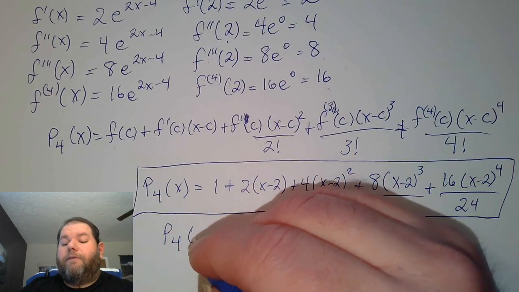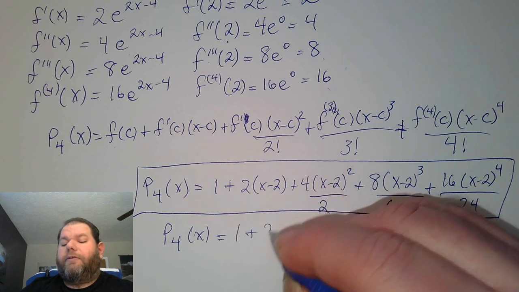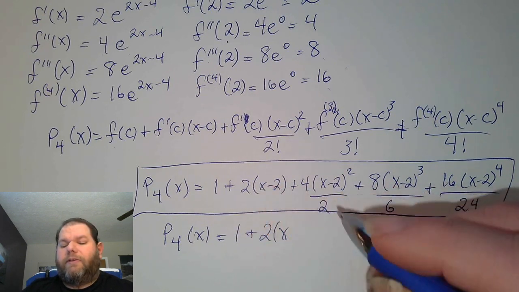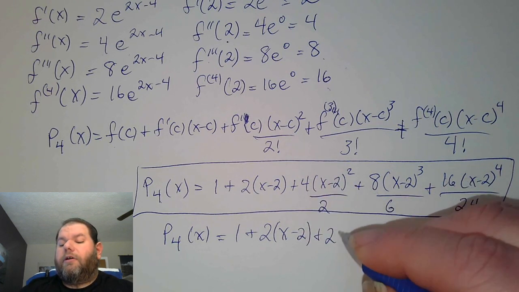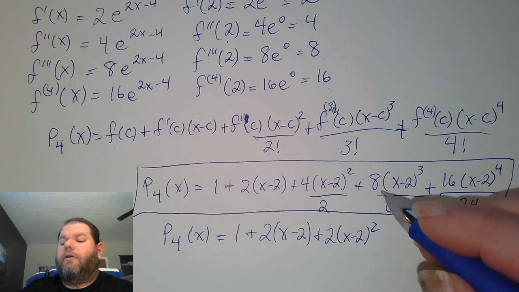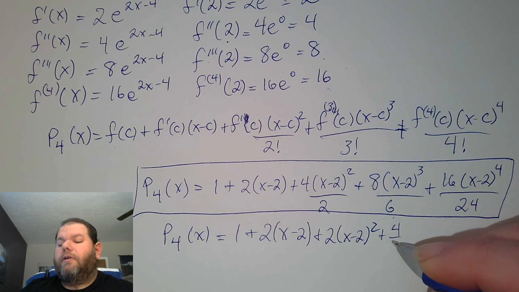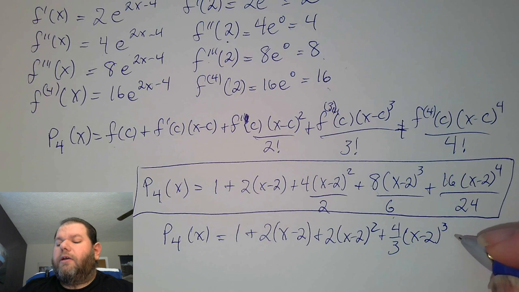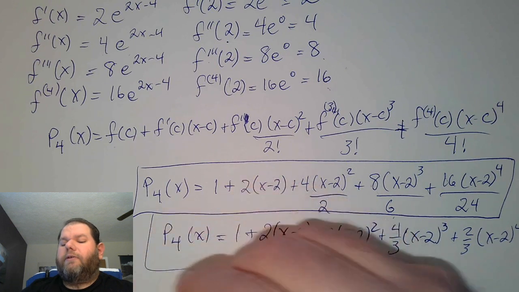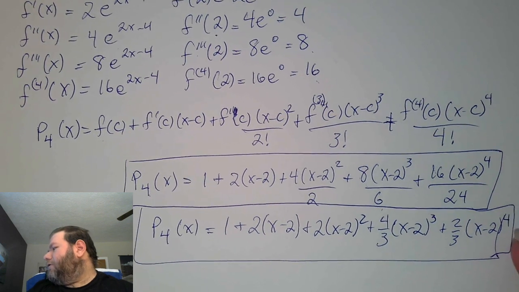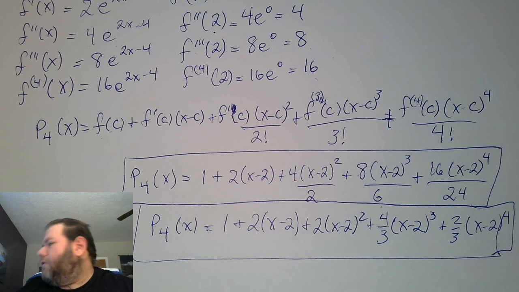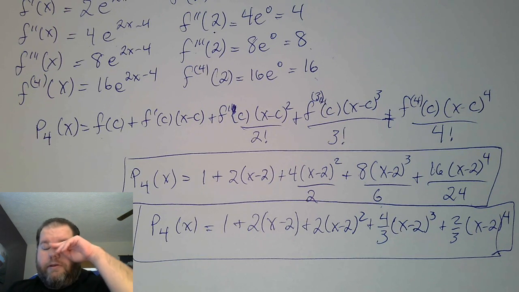Anyway, P4 of x. Let's go through and reduce. We don't have to worry about distributing these things or anything. Don't worry about that. But go ahead and reduce at least. So this will be 2 times x minus 2 squared, 4 thirds times x minus 2 cubed, and then 2 thirds times x minus 2 to the fourth. That's our correct expression. Okay. So that's our polynomial.